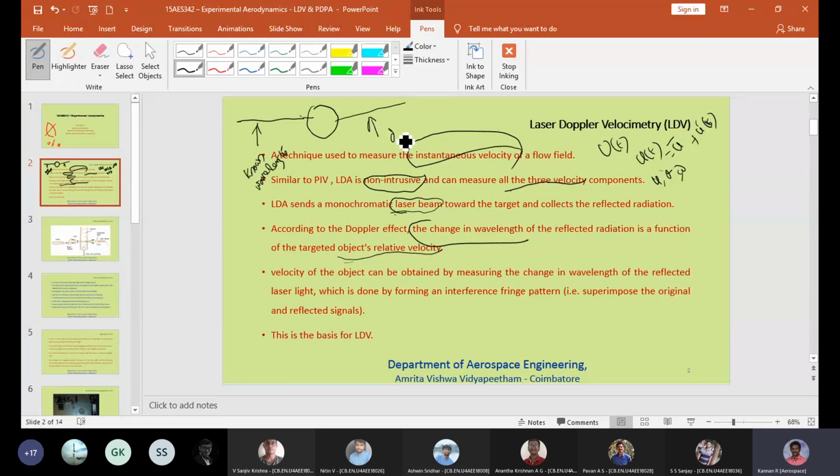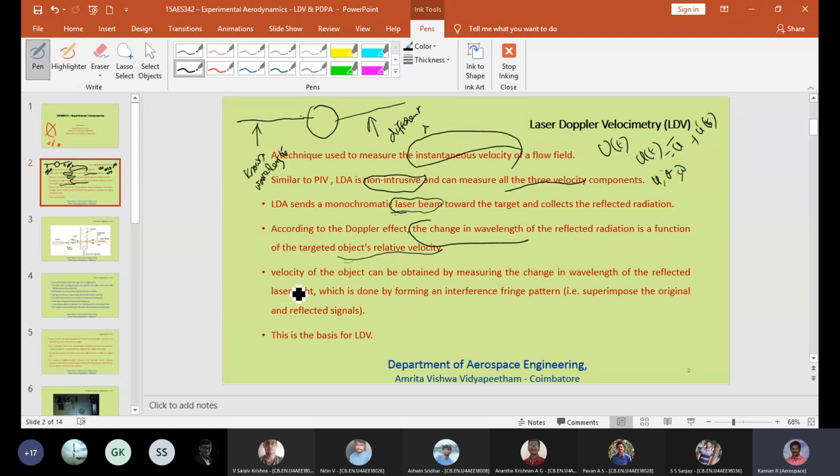That reflected light is going to have a different wavelength lambda, and that is what we are going to measure with the help of the receiving optics. We will see the details later. Comparing the incident and the reflected light, we can get the change in wavelength. According to the Doppler effect, this change in wavelength is a function of the target object's relative velocity.